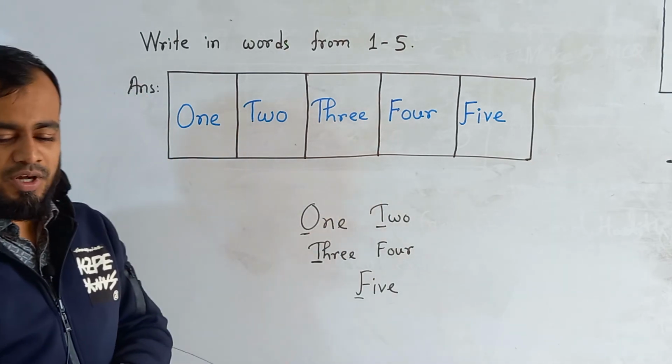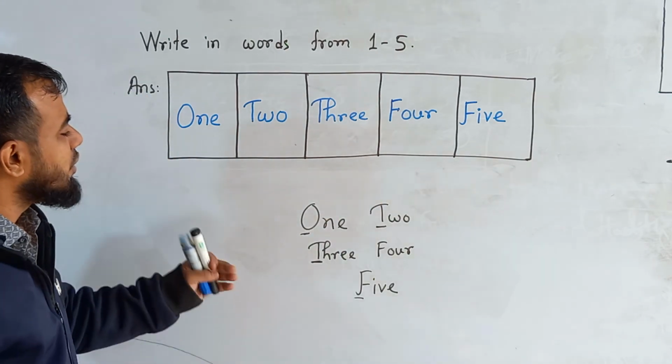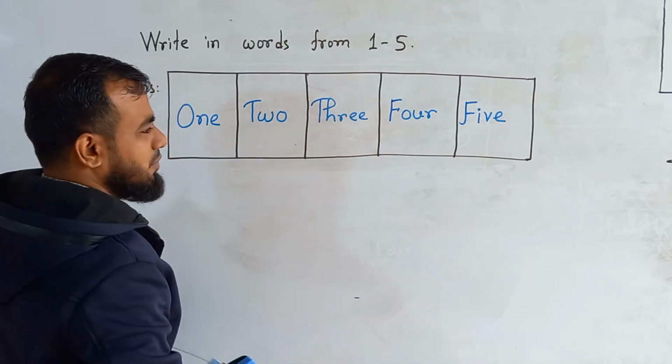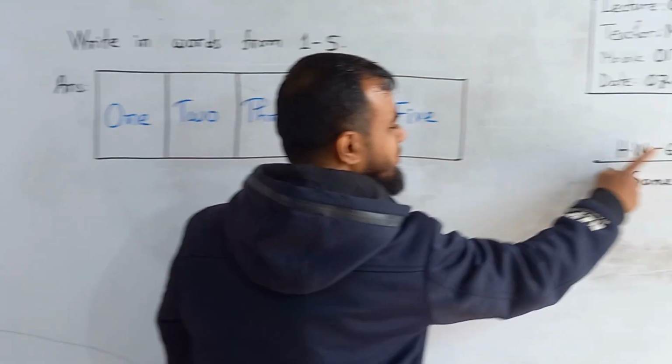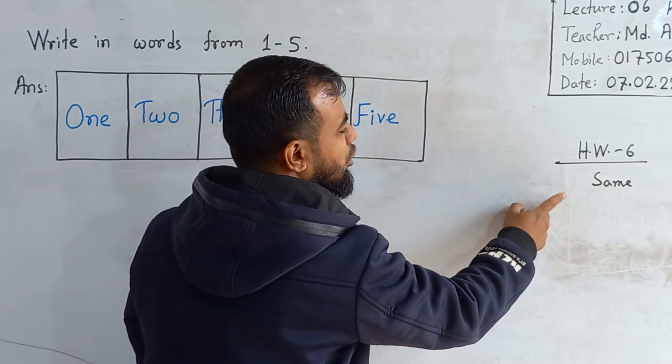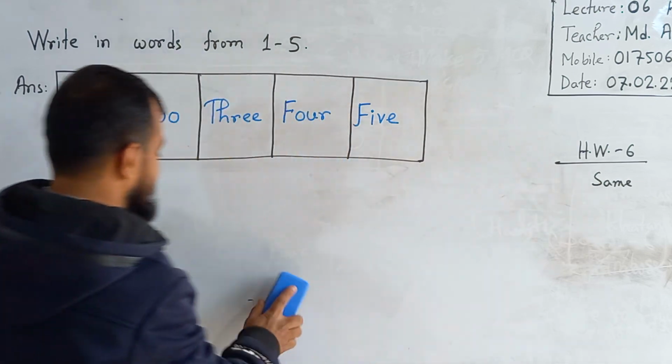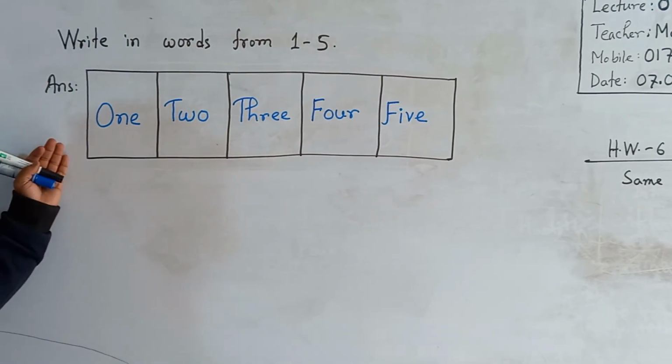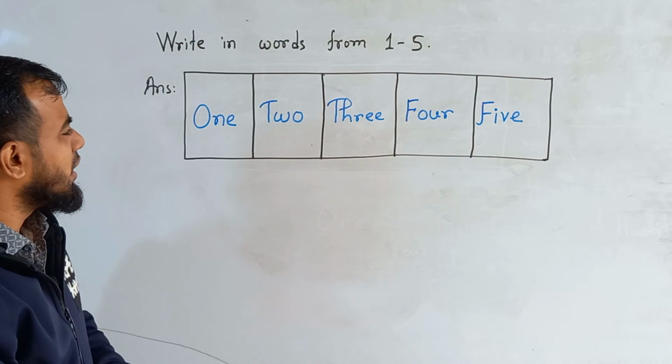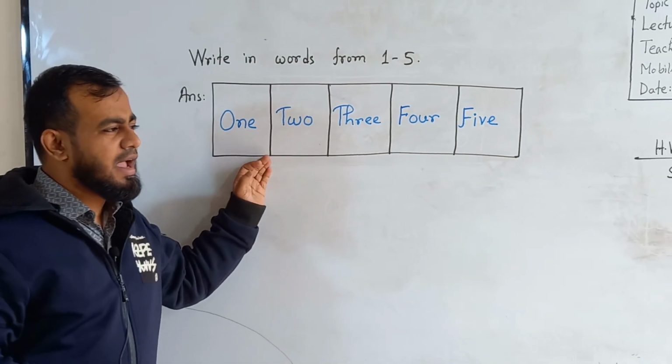I hope you have understood how to write down. You must do your HW. This HW is the same. That means HW number 6 you must mention in the top left corner of your HW copy. Please do your HW properly in your assigned HW copy.